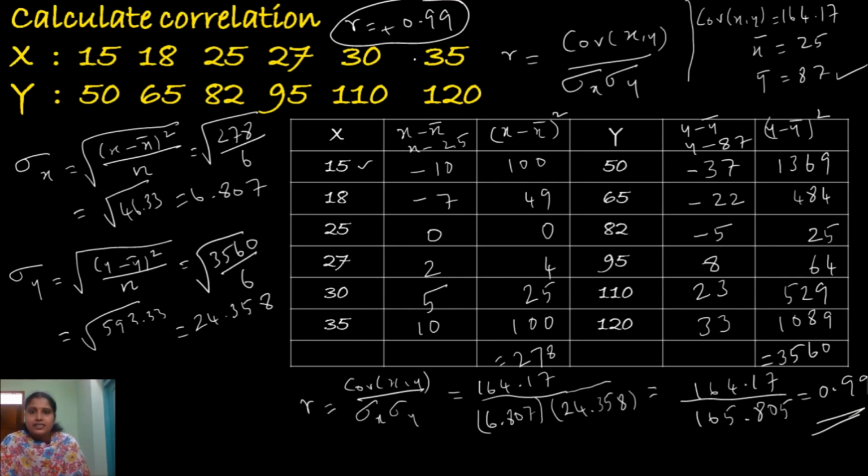Based on this, I come to the conclusion that there exists a high positive correlation between the two variables, because the R value is 0.99. If R is between 0.5 and 1, there exists a high positive correlation. The plus sign is an indicator of the direction of the relationship between the two variables.